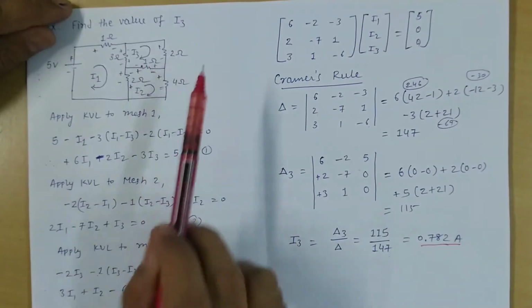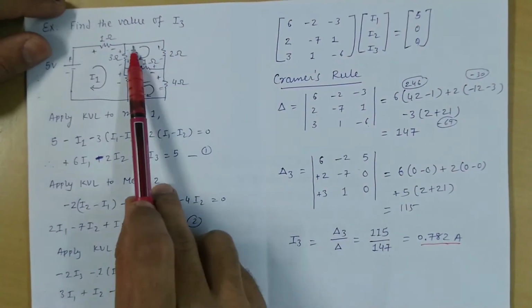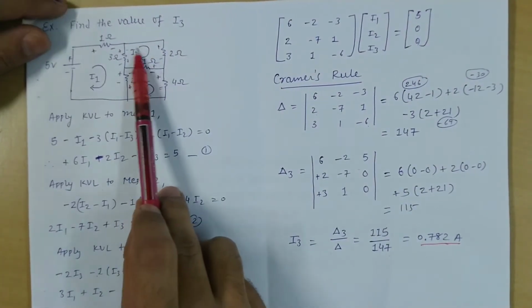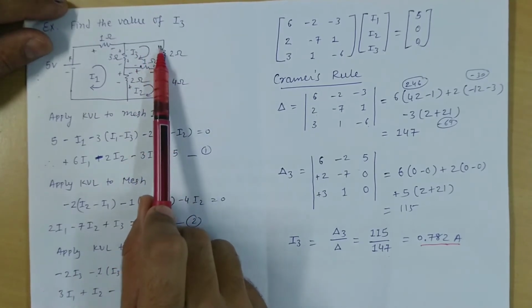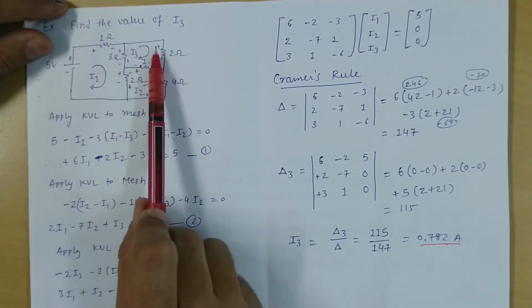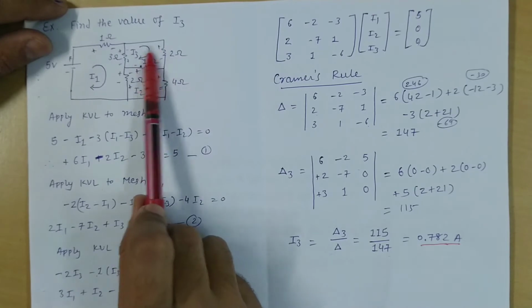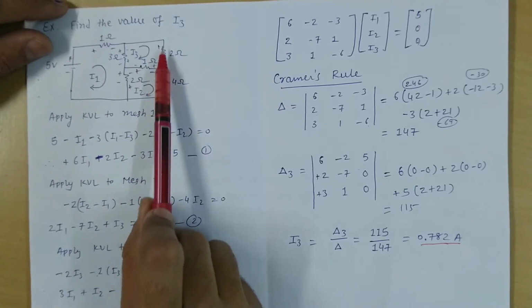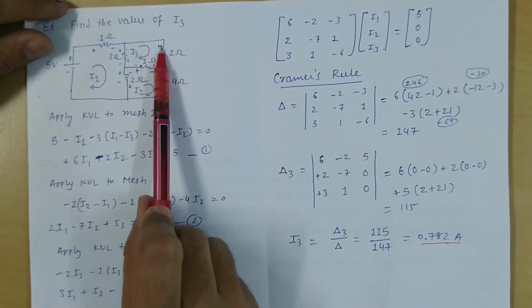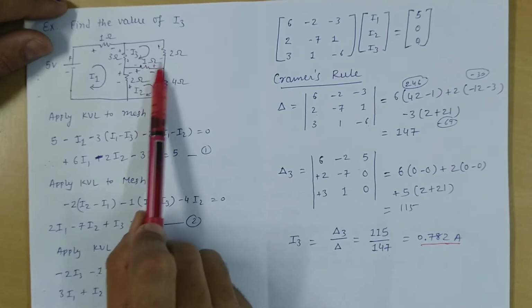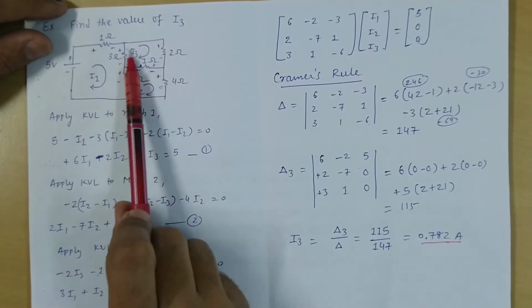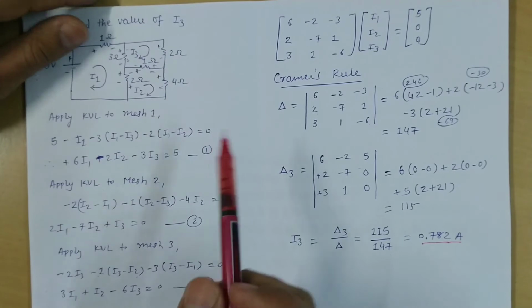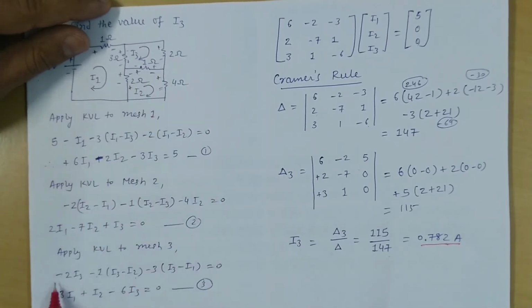So if we apply KVL to mesh 3, we will consider the direction of current I3, and based on the I3, we will provide the polarity to each resistor. So current is flowing from upwards to downwards in 2 ohm resistor. That's why this is positive, this is negative. Same way, positive, negative, positive, negative. So if we apply KVL to mesh 3, we get the equation like this.